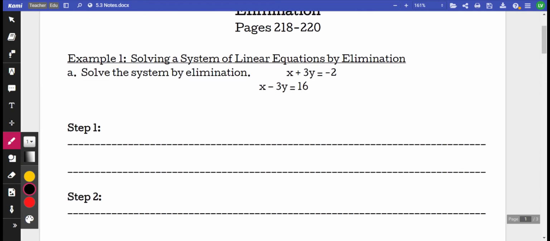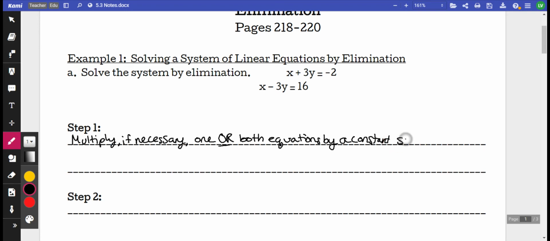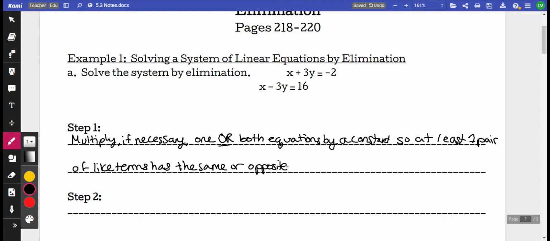We have multiple steps that we're going to follow. Step number 1, we are going to multiply, if necessary, one or both equations by a constant, so at least one pair of like terms has the same or opposite coefficients.